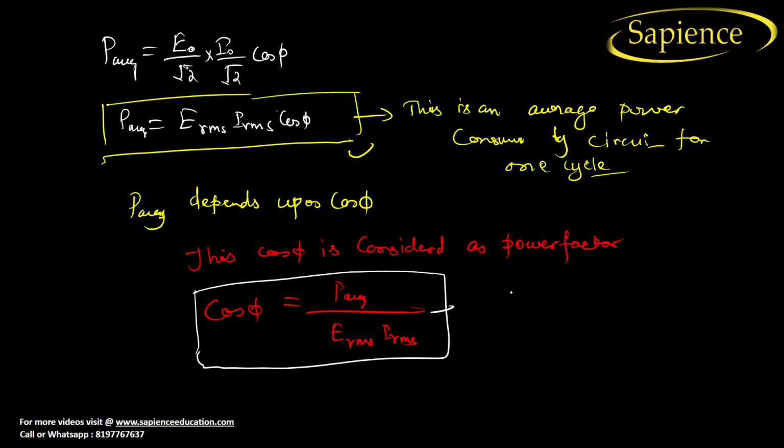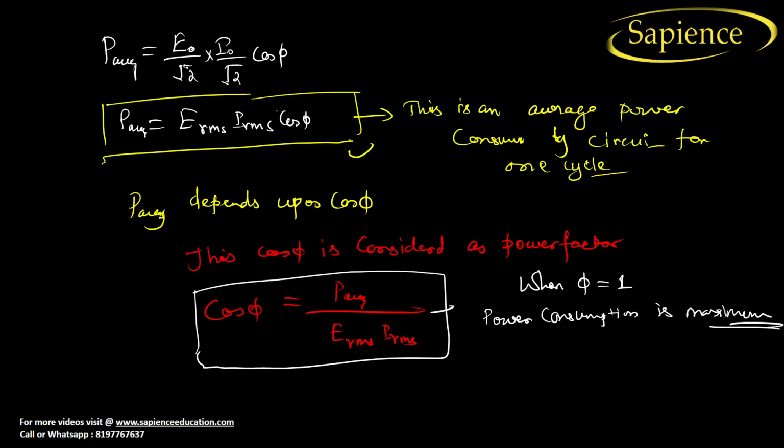Now power consumption is maximum when cos phi is one, that is phi is equal to zero. One more important point: when cos phi is equal to zero, power consumption is zero. When cos phi is equal to one, the power consumption is maximum. Okay, so this is what we have already done.